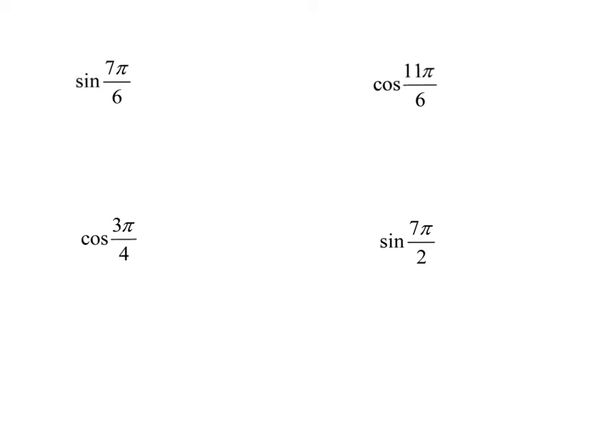Hello there. In this video we're going to evaluate some trig expressions and talk about strategies for conjuring a mental image, to figure out where these things are and what they are. So, first one, sine 7 pi over 6. If you don't know what this is off the top of your head, that's fine. Conjure a mental image of a circle.